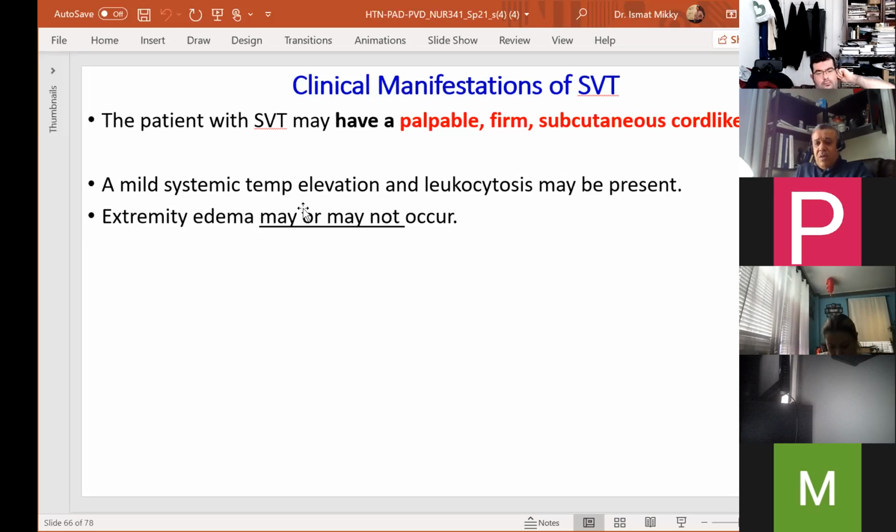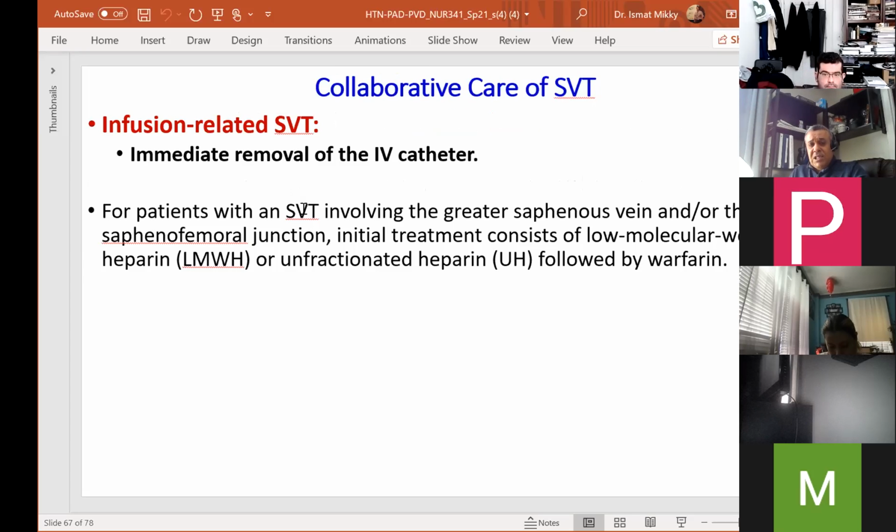The treatment for the SVT, if it's infusion related: the patient has the IV catheter connected to a continuous infusion, which could be medications plus IV fluids. If it's infusion-related SVT, immediately you have to remove it. The IV catheter should be removed. And if edema is present, then elevate the extremity to promote reabsorption of fluid from the interstitial space to the vascular space.